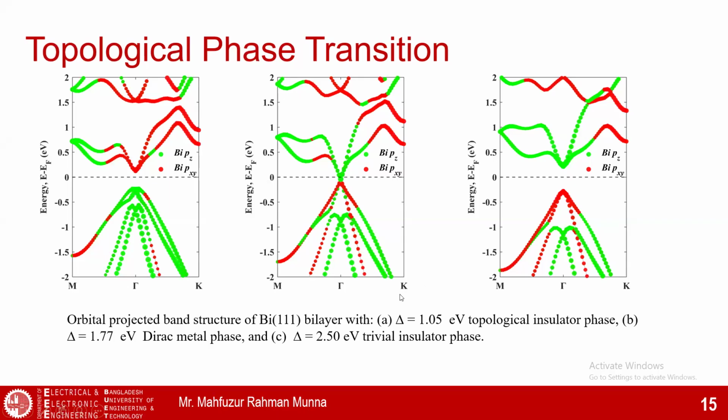However, with a staggered sublattice potential value of greater than 1.77 electron volt, the orbital contribution reverses. So in this case, the conduction band minima is now predominantly composed of the bismuth Pz orbital, and the valence band maxima is now predominantly composed of the bismuth Px orbital, which is analogous to the orbital projected band structure for bismuthene without spin orbit coupling.